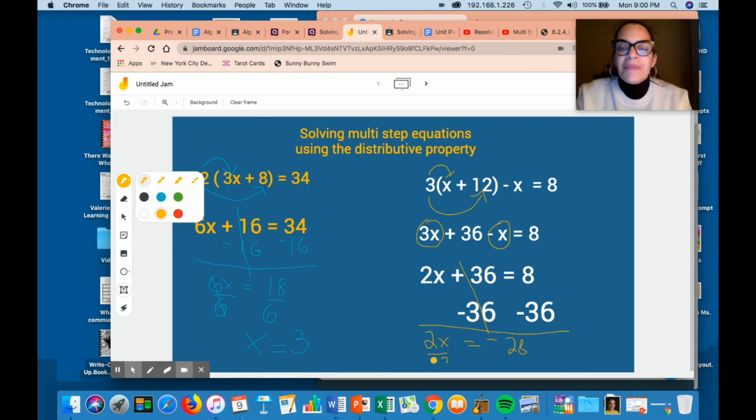This is going to give me a 2 over here because I'm doing the inverse of multiplication. So I'm going to divide both sides by 2. These two cancel out. So I am left with x equals a negative, because a negative divided by a positive is going to give me a negative. And then 28 divided by 2 is 14. So x equals negative 14.